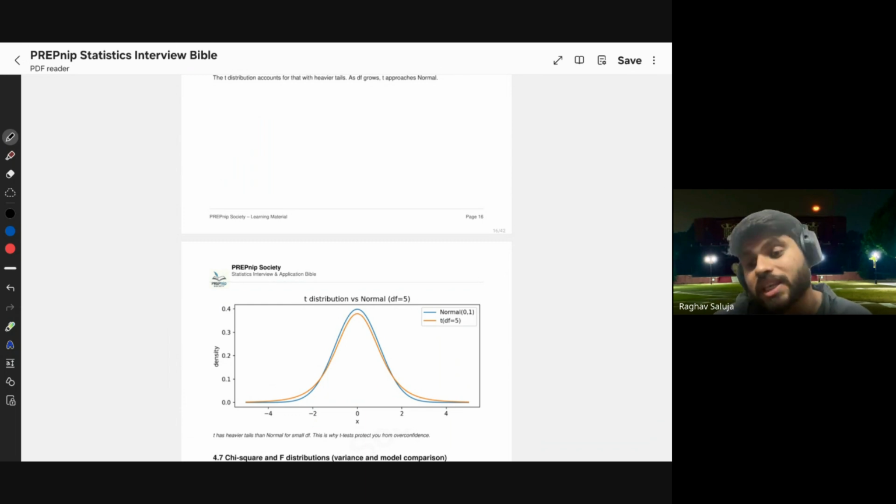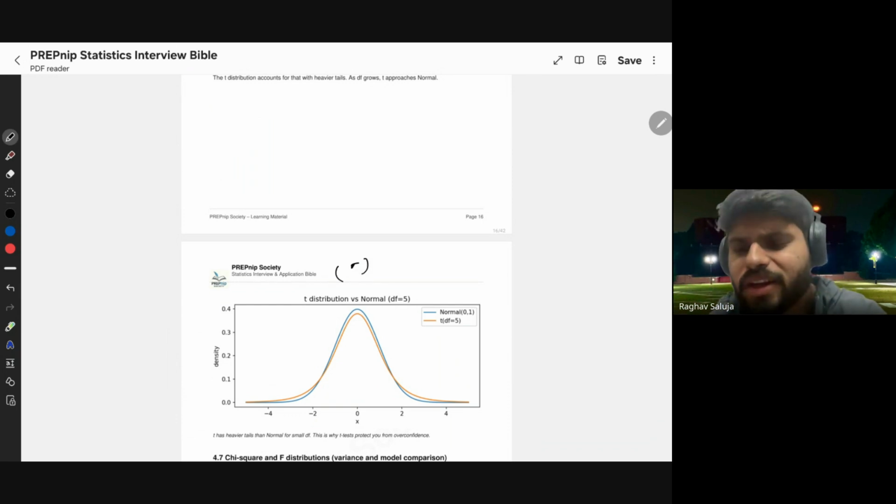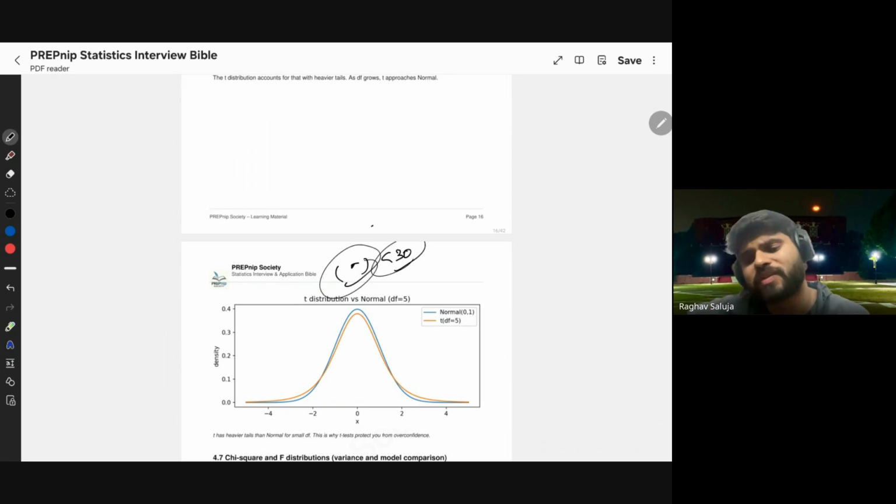We use this when our sample size is small and we don't know the true spread. That is, we don't know the standard deviation of your population. And your sample size is small, in general less than 30. And you don't know the sigma of the entire population. You don't know the true spread. That is when you use your t distribution.